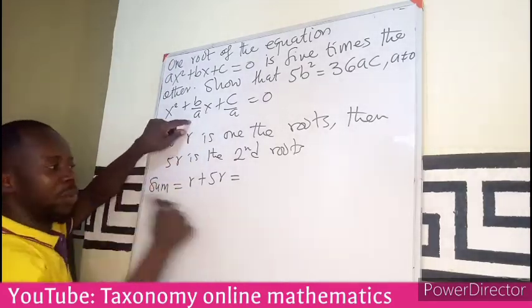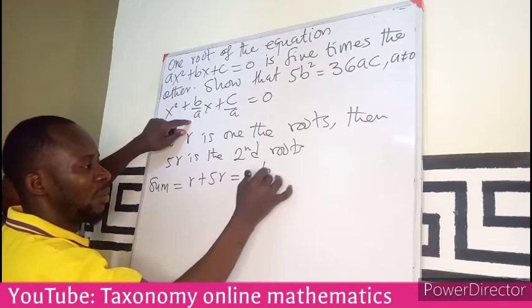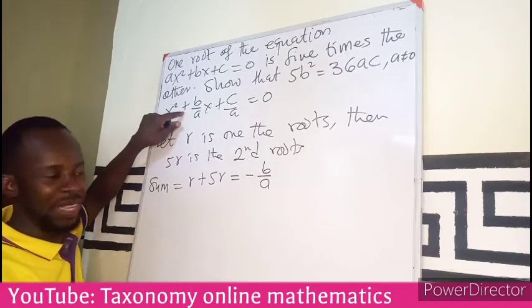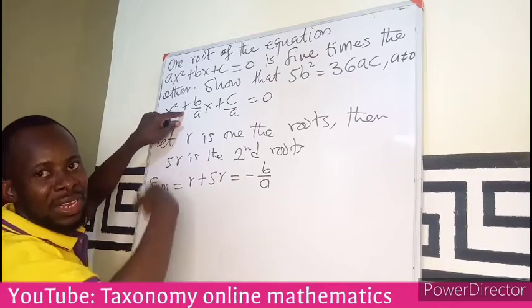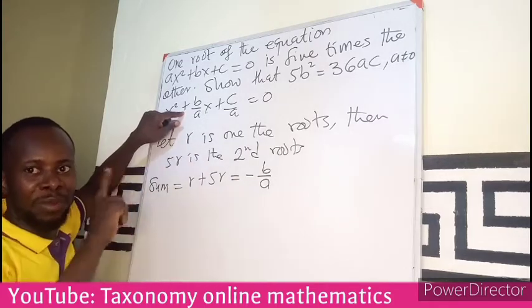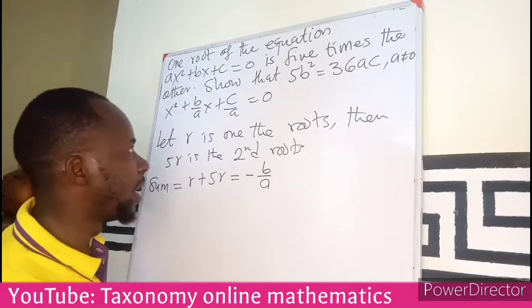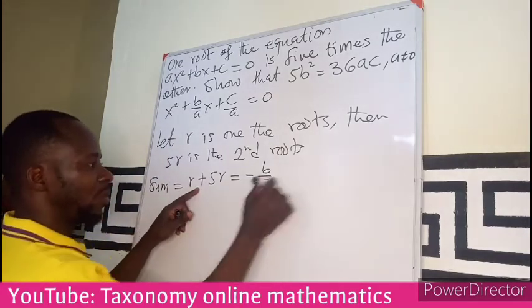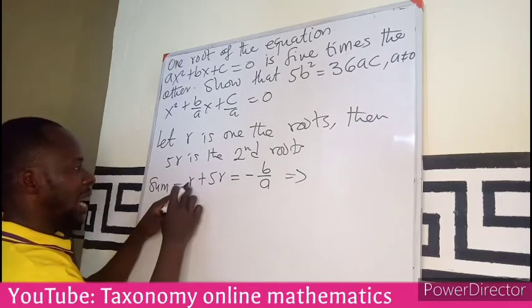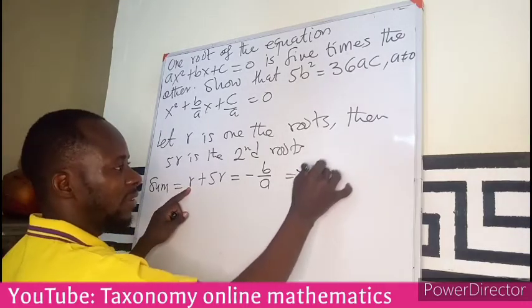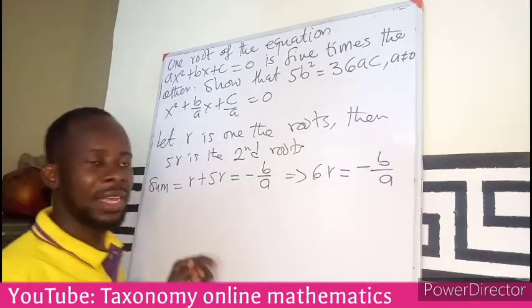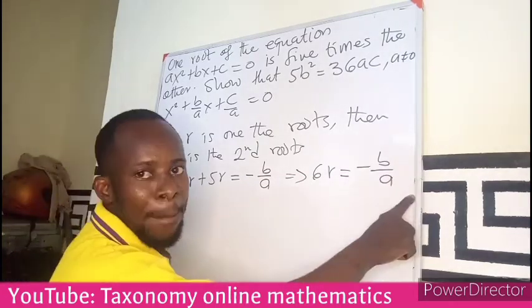And we know that the sum of the roots of a quadratic equation is minus b over a. It's positive here, but it is minus because of the derivation. We have that in a previous lesson. Check the beginning of quadratic equation, you will get that. So this is going to be r plus 5r, so we have 6r equals minus b over a. This is coming from the sum.